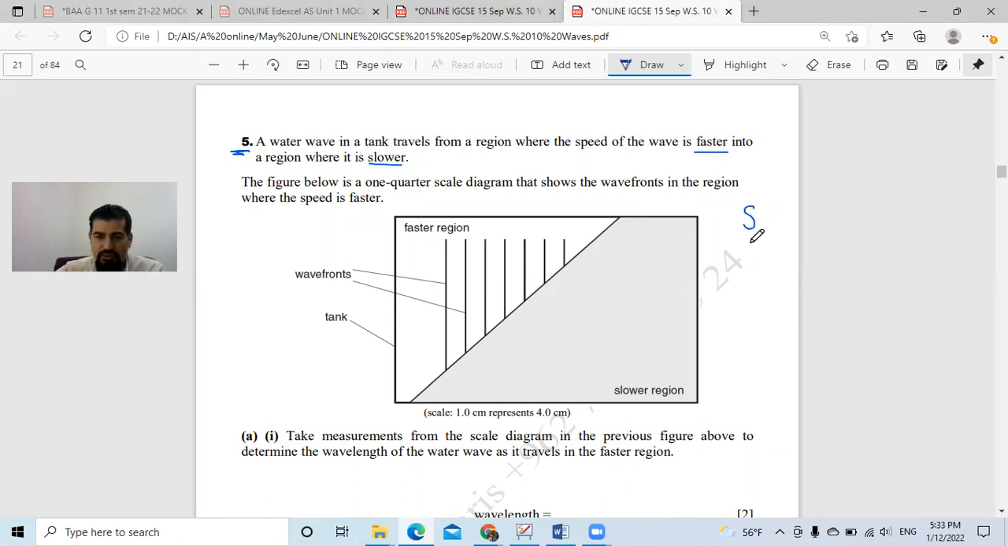Tell me, in shallow water, what will happen to the speed? Send it in the chat. What will happen to the speed in shallow water? It will be slower. Shukran, ya Muhammad, Marwan, Ibrahim, Salma. The wavelength will be longer or shorter? Yes, shorter. So here, the velocity is slower, the wavelength shorter.